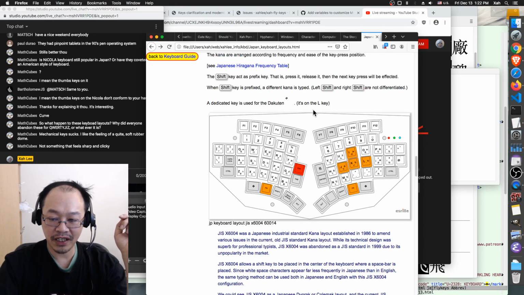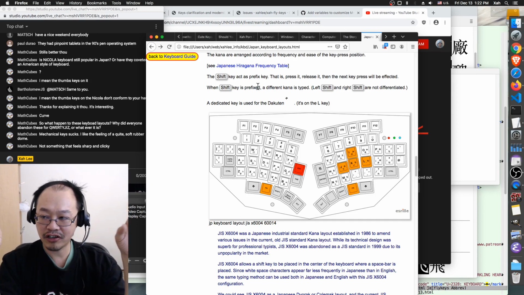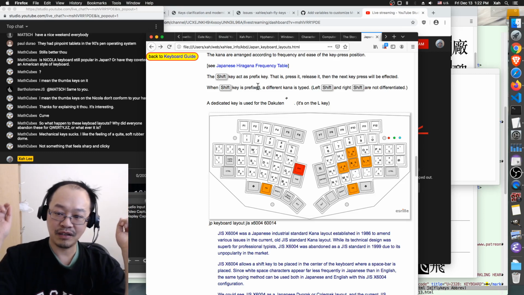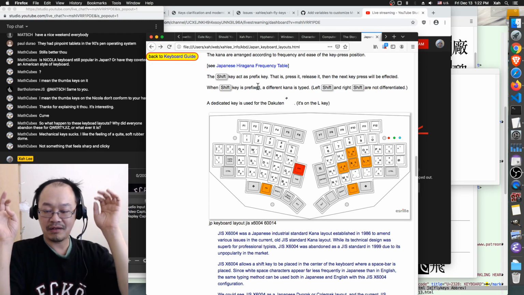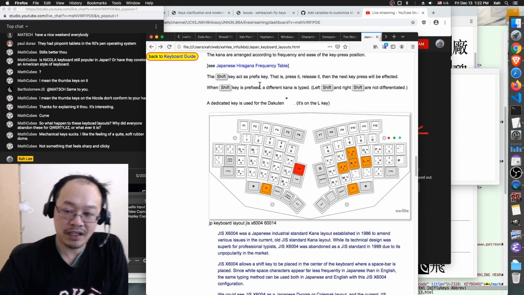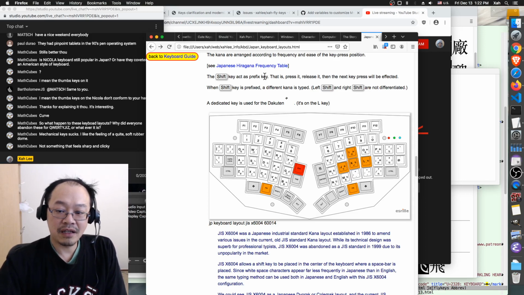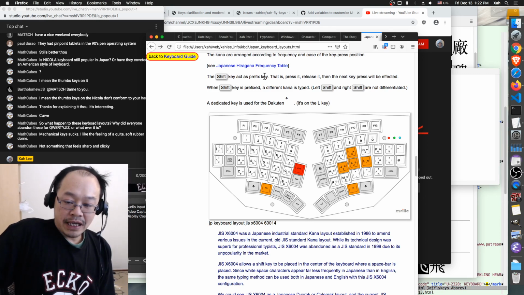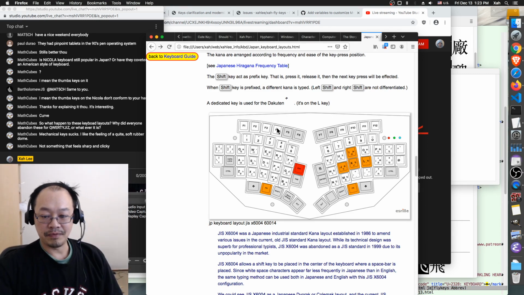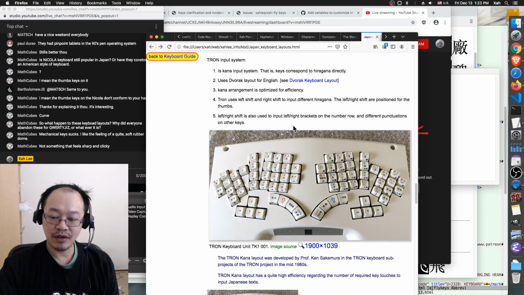Now they have a shift key. The shift key, just like the US keyboard shift key, functions as a prefix key. That is, you press the shift key, release it, then you type whatever kana, and that kana will be different than if you don't press the shift key. So in other words, you don't have to hold down the shift key. And the left shift and the right shift have the same meaning. So that's about this system, JIS X6004. Okay, then you have the Tron system.